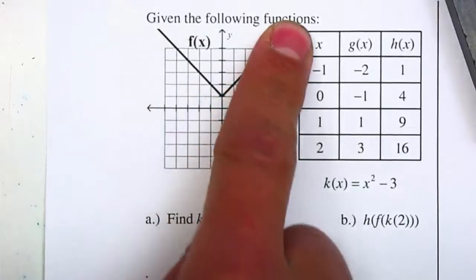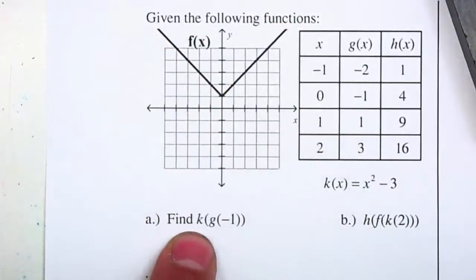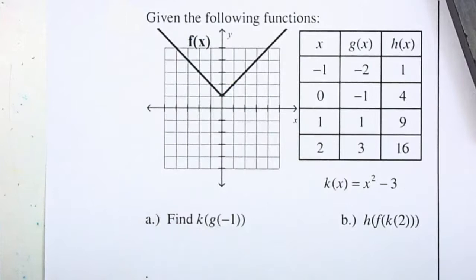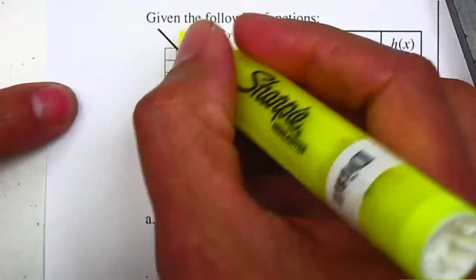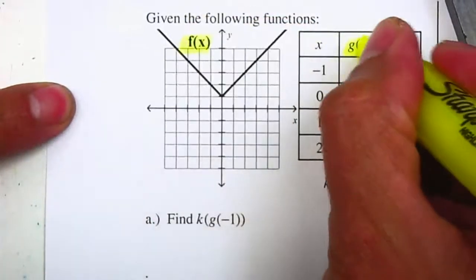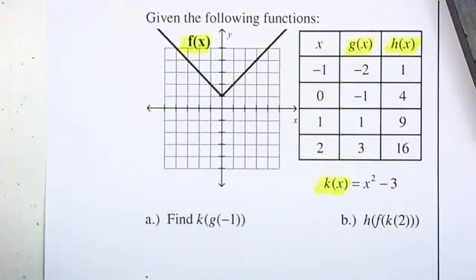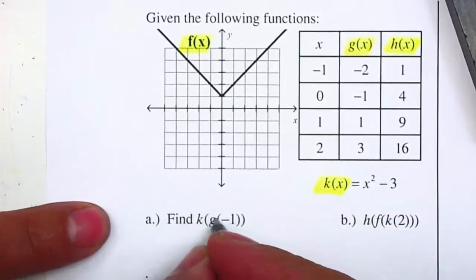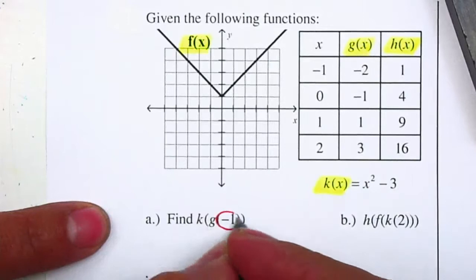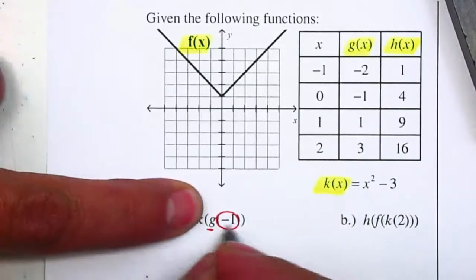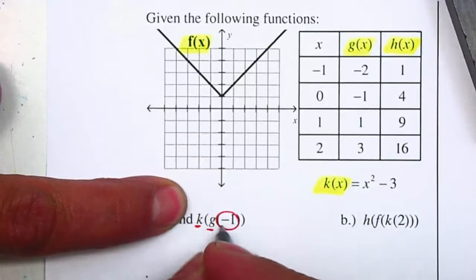Given the following functions, find k of g of negative 1. So they give you four functions: f of x, g of x, h of x, and k of x. And in this case, for letter A, they ask you to find k of g of negative 1. So first you need to plug in a negative 1 inside the g. So we need to find g of negative 1, and whatever we get, we're going to find k of that number.